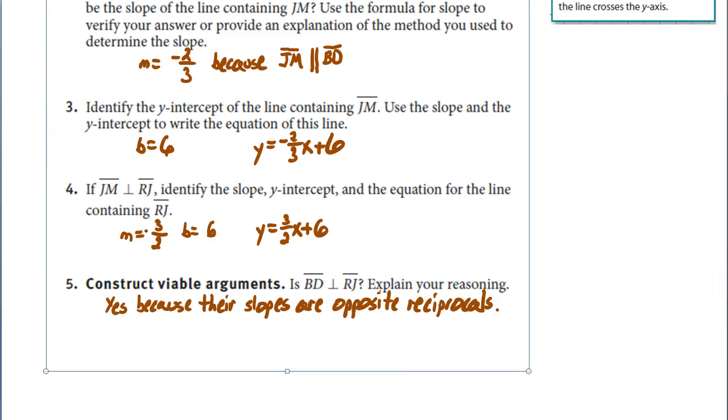Well, I think that the slope is 3/2. The way that I found that was by taking the opposite reciprocal of this slope. Because in the last lesson, we said that perpendicular lines will have slopes that are opposite reciprocals. And it touches the y-axis at positive 6. So our equation is y equals 3/2 x plus 6.